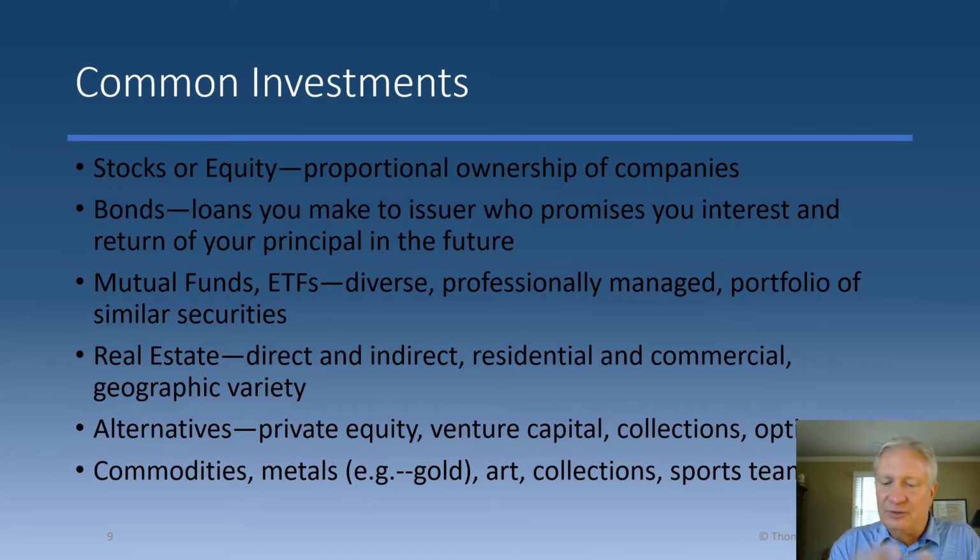The common investments are stocks, otherwise known as equity because it's ownership, bonds, mutual funds, exchange traded funds, which are a type of pooled investment like a mutual fund in some ways, real estate, alternatives, commodities and metals. We're going to talk about all those, by the way, in this quick basics series. I have 5 others coming. Stocks, bonds, alternatives, retirement, and homeownership, and mutual funds, by the way.